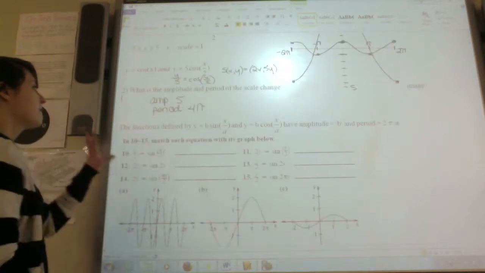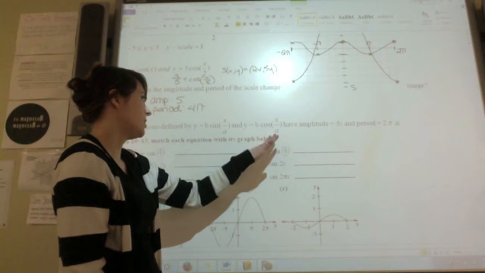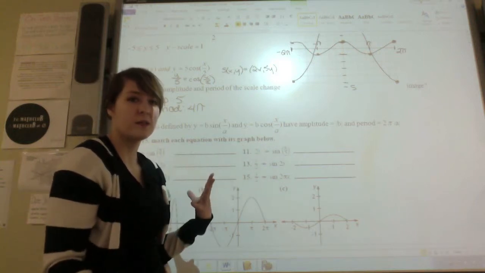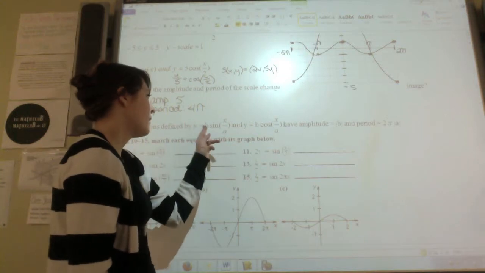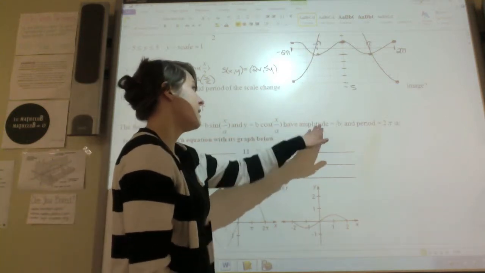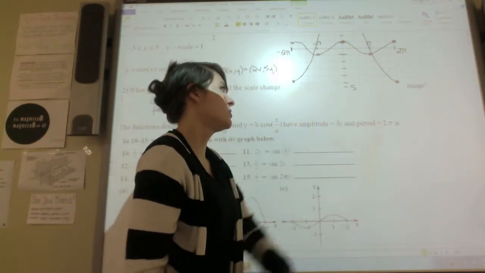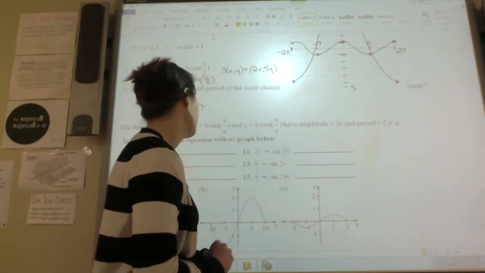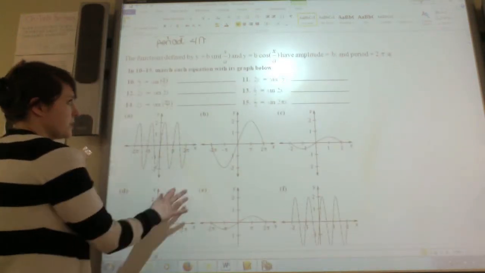So basically we've got this formula here, and this is on your formula sheet. I don't really like to think about it this way, but you can. Essentially, this is just saying if you have y equals b sine of x over a and y equals b cosine x over a, the amplitude is always just the absolute value of b, and the period is always just 2 pi times your a value. So what we want to do is match each of these equations with its graph.